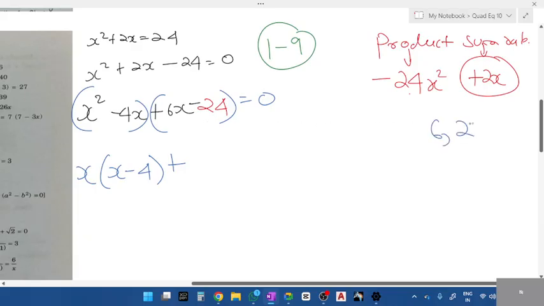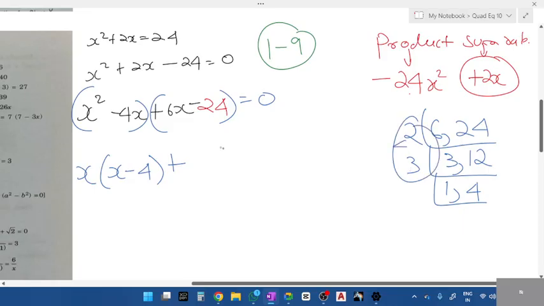No, you can't directly take 6. You have to factorize. How do you factorize? 2 3s are 6, 2 12s are 24. Next, 3 1s are 3. So what is common to them? 3 2s are 6. You have to multiply this. 3 2s are 6. So if you know how to do it directly, you can use the direct method. If not, go like this.